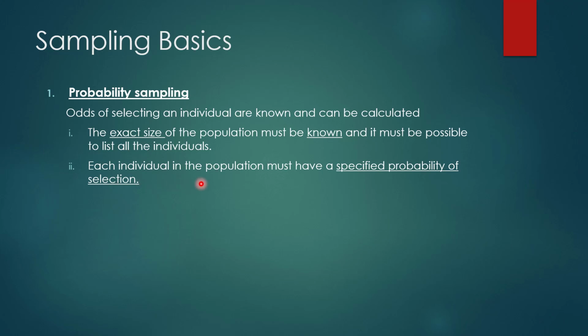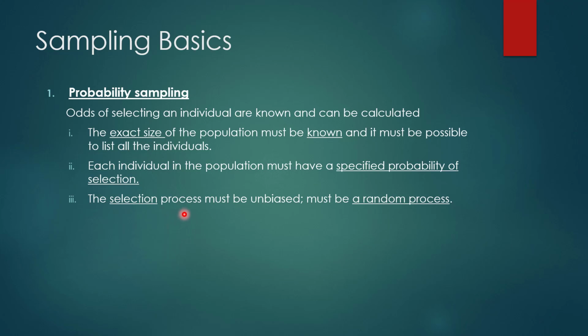Each individual in the population must have a specified probability of selection. So if you know your sample size is 100, you know that that individual has a 1 out of 100 chance of being selected. However, if you don't replace that individual, the next individual has probably a 1 out of 99 chance of being selected.